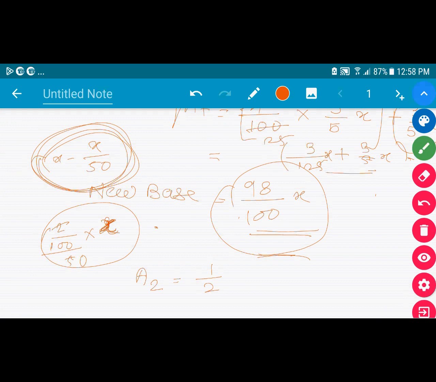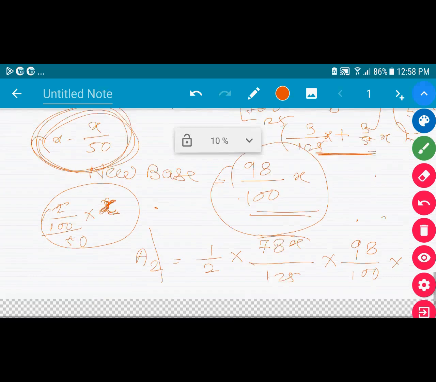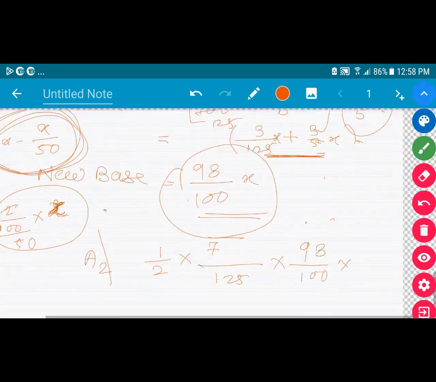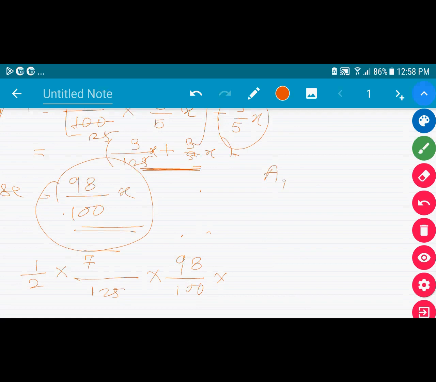Now we add these two things. So it is 78x upon 125 multiplied by 98/100x. Now the condition is A1 is equal to A2. So what does it become? A1 is equal to A2. Both the areas are of the same size, the same square meter.